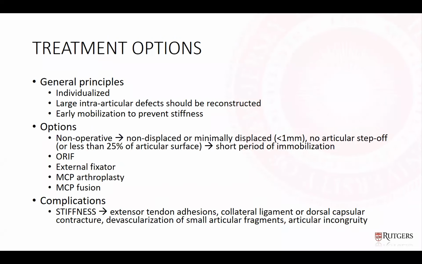So the general principles of treating metacarpal head fractures are similar to any intraarticular fracture. Each fracture should be uniquely assessed. Large intraarticular pieces should be reconstructed if possible, and the aim is for early mobilization to prevent stiffness. As with any injury, there are non-operative and operative treatment strategies. Non-operative treatment of metacarpal head fractures should be limited to non-displaced or minimally displaced fractures with little to no articular step off. These should be treated with a short period of immobilization. Operative options include ORIF, external fixator, MP arthroplasty, and MP fusion. The most common complication of metacarpal head fractures is stiffness, as you might expect, given the intraarticular nature, which can be due to a variety of reasons.